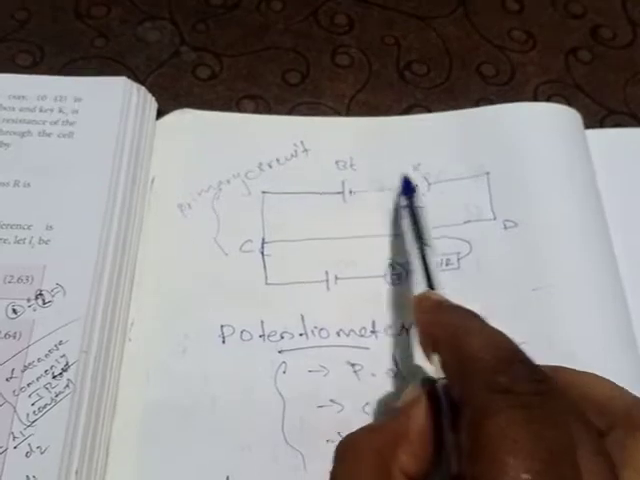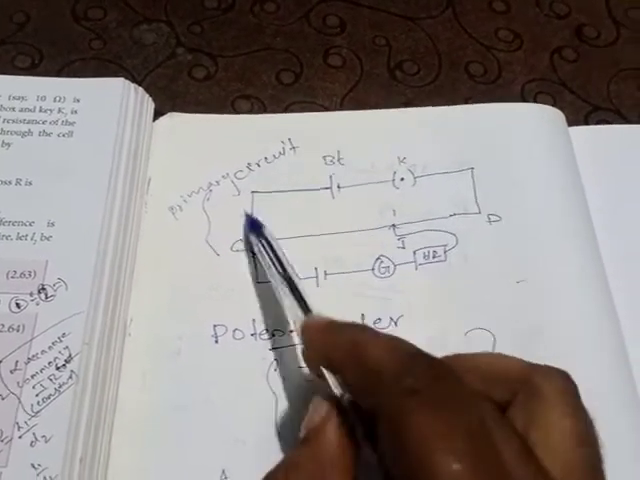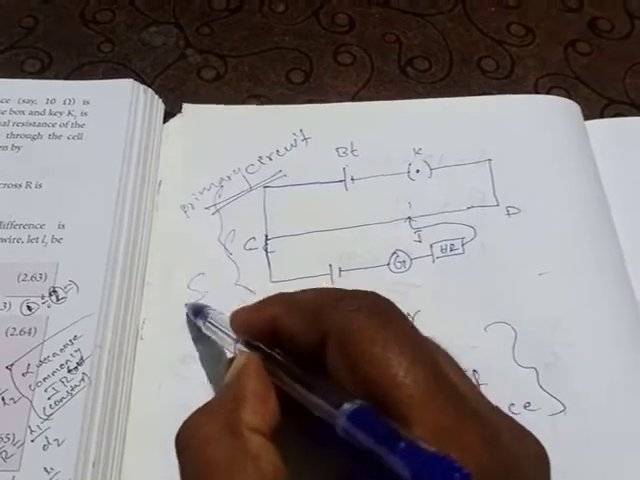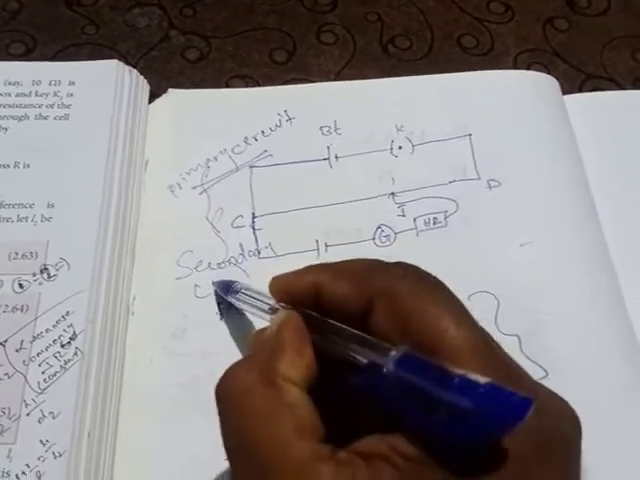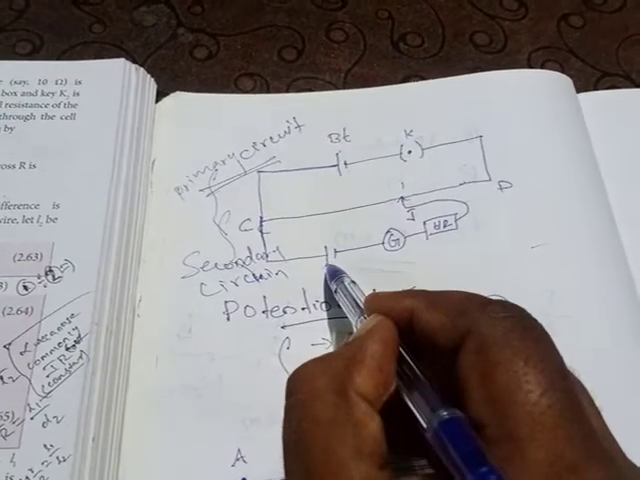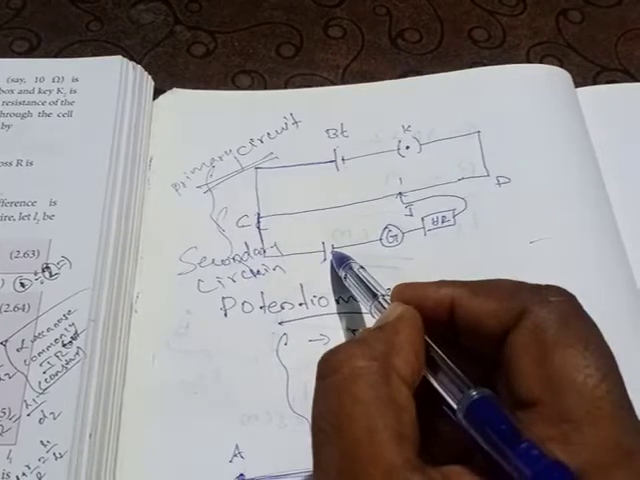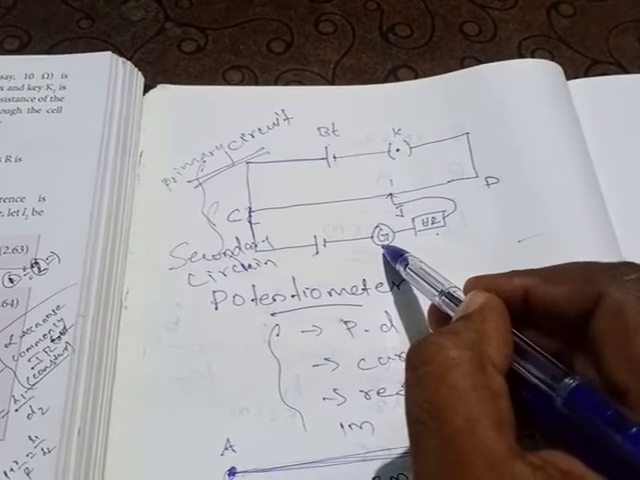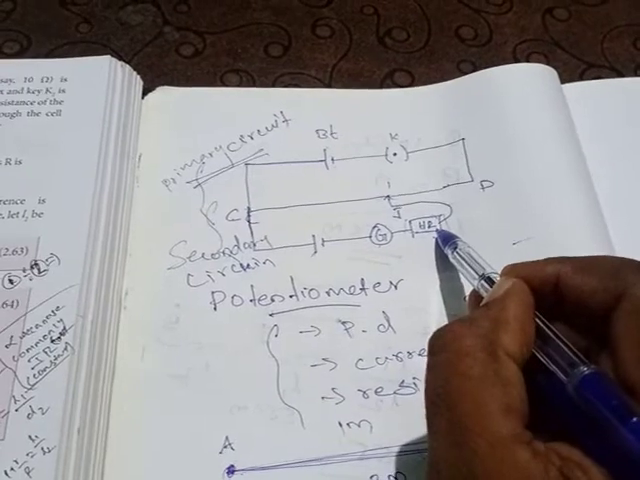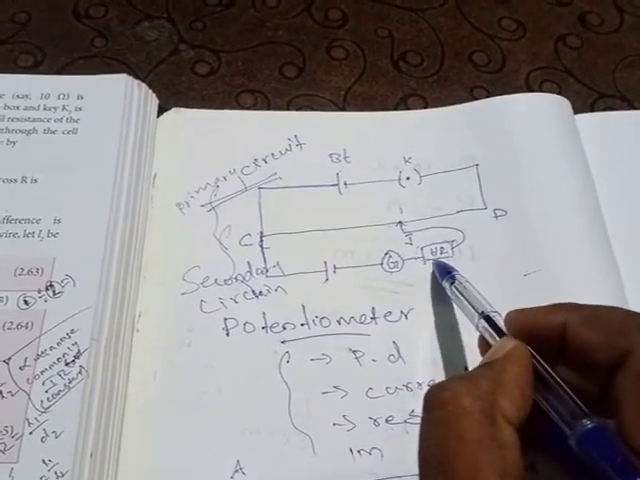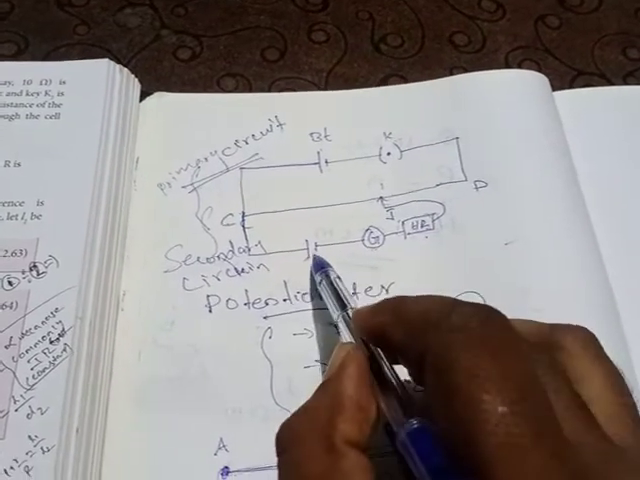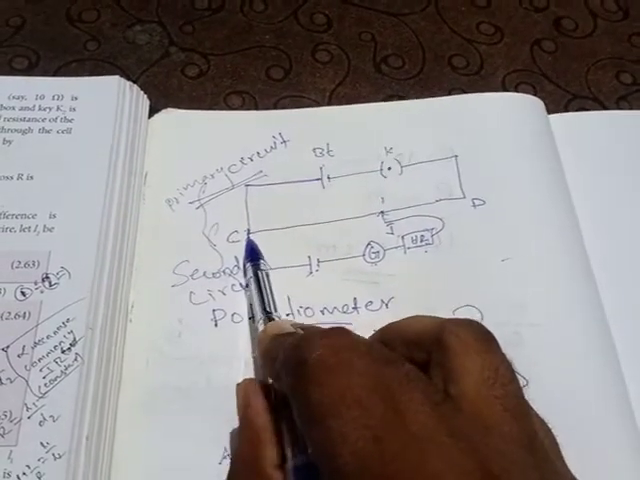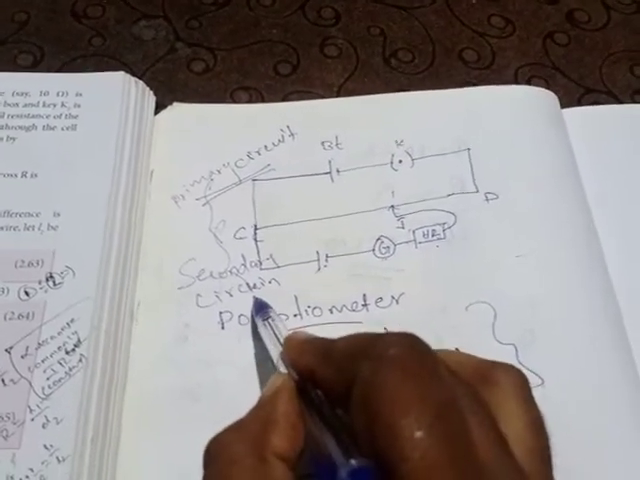In this primary circuit, a battery, key, and CD wire, these three things are connected in series, forming the primary circuit. And this is what we can call the secondary circuit. Here the positive terminal of the battery is connected to the point C, and the negative terminal is connected with a jockey through a galvanometer and a high resistance box. Here you can see a galvanometer and HR. HR means a high resistance box, and this jockey is connected along with the high resistance box and galvanometer, and it is forming the secondary circuit.